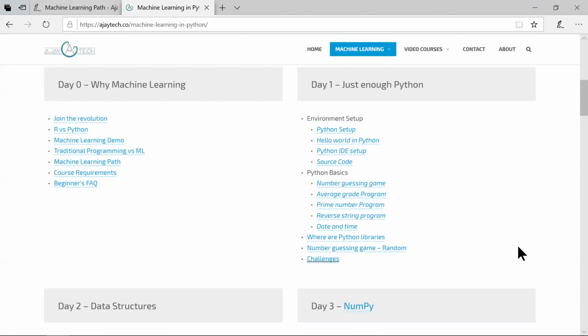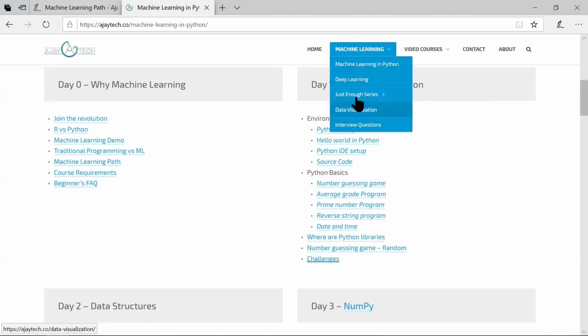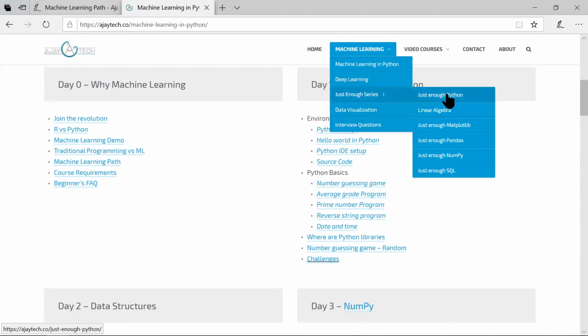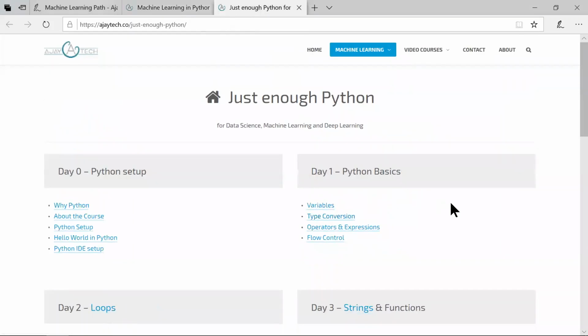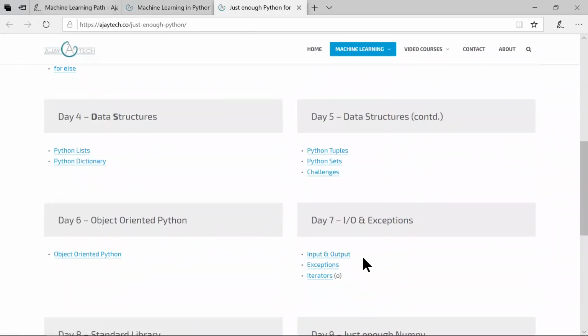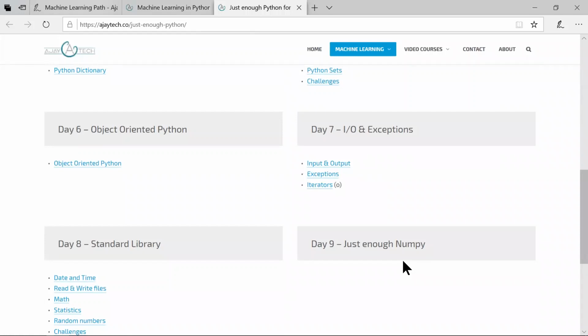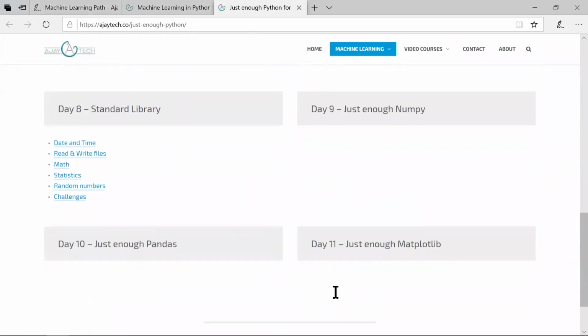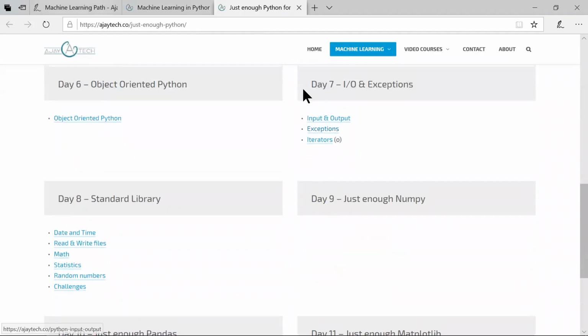Now, if we are not conversant with Python, then there is another course that will just cover Python. We start with the Python setup, then we look at the basics of Python, loops, strings, data structures, object-oriented Python, and so on. This will take a week. I've spread it out into 8 or 9 days. But if you compress it, because day 7, day 8 are really not that difficult.